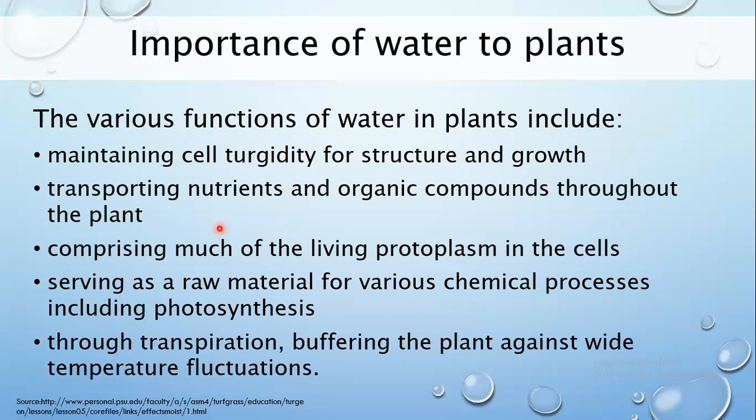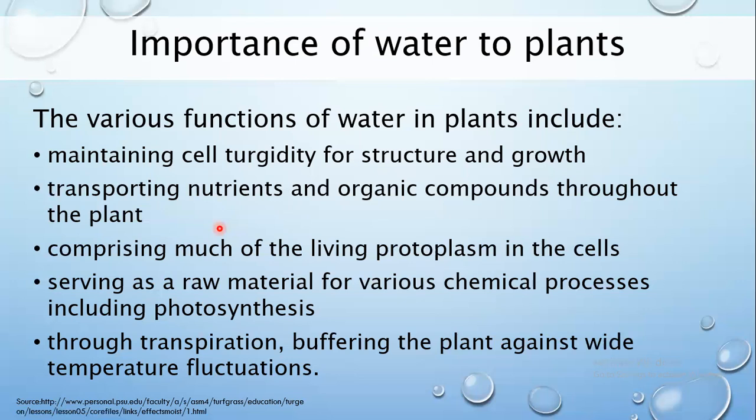Next, through transpiration, buffering the plant against wide temperature fluctuations. So kung mapapansin nyo, di ba, when there is no water, the plants tend to wilt. Okay, it is because first, walang water sa cells niya, hindi siya magiging turgid, wilt siya. And also, the transpiration process inside the plant body needs water because water is being absorbed by the roots and being transpired through water vapor. It is a continuous process and it is sometimes called the necessary evil. The plants need to lose water in their body in return to absorb water and nutrients from the soil.